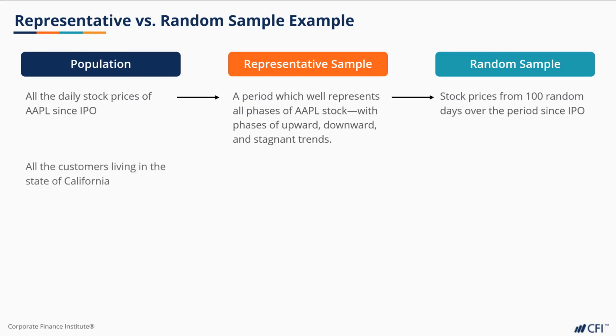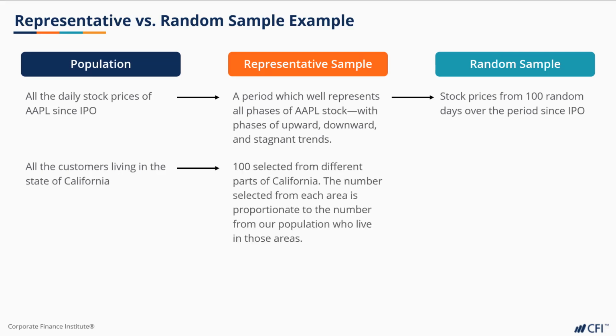In our second population, we're looking at all our customers in California. And our representative sample is going to survey different types of people in different areas of California, ensuring the proportion we take from rural and urban areas matches the proportion of Californians who live in those areas, and it could also try to match other characteristics like gender or income. And our random sample is just 100 randomly selected customers from California.